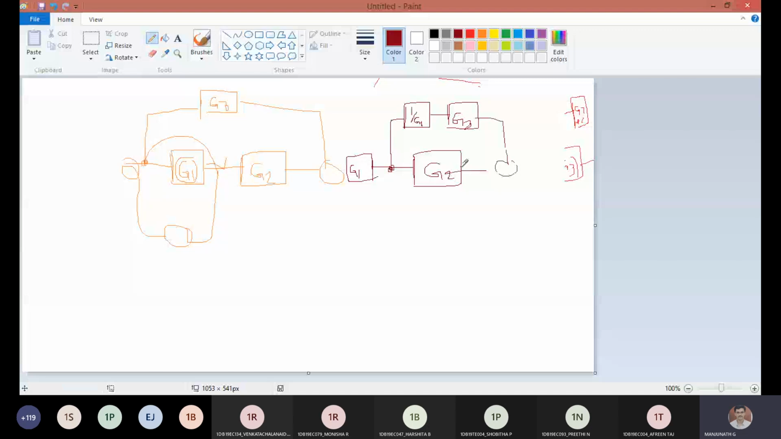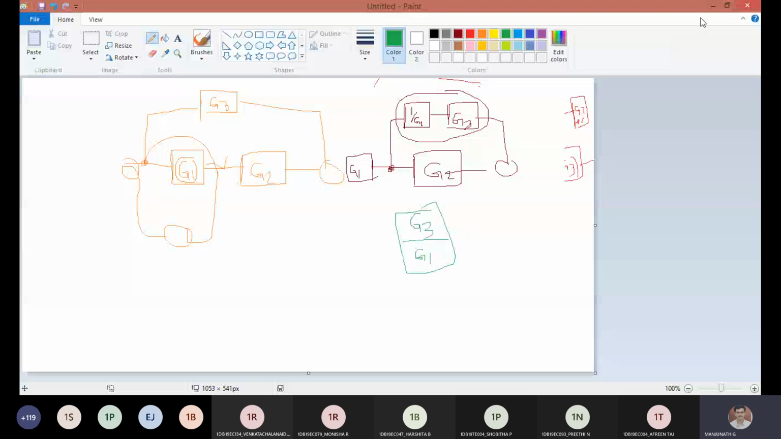Correct? So now how does it look? Is it series or cascade parallel? These two blocks. Series. So what is the single block answer now? That becomes G3 divided by G1. So this is going to be one single block. This is what you are seeing in that diagram.